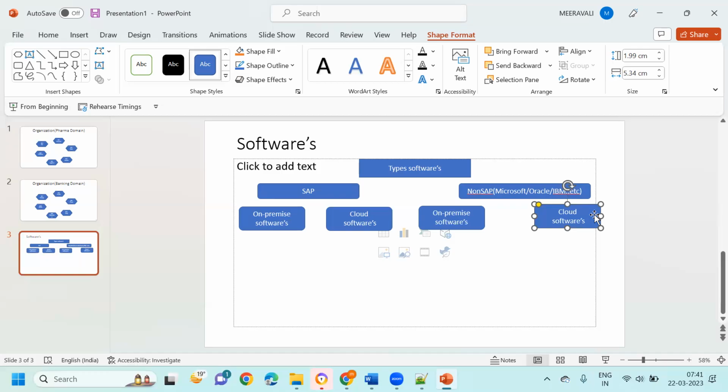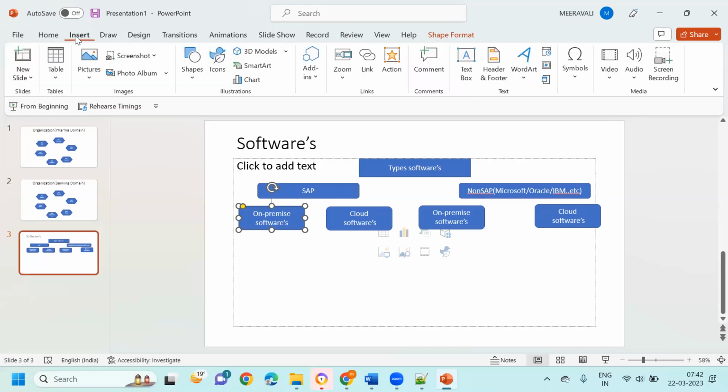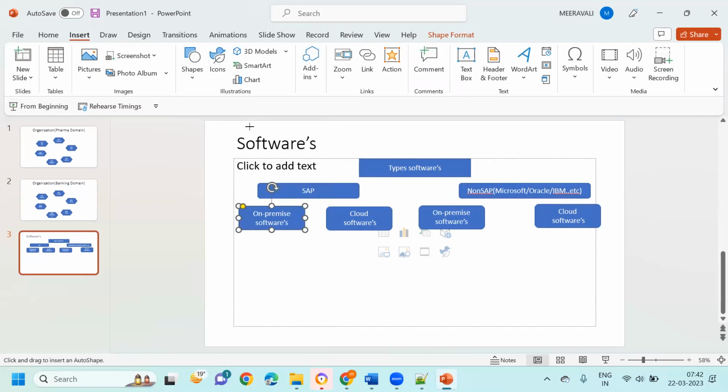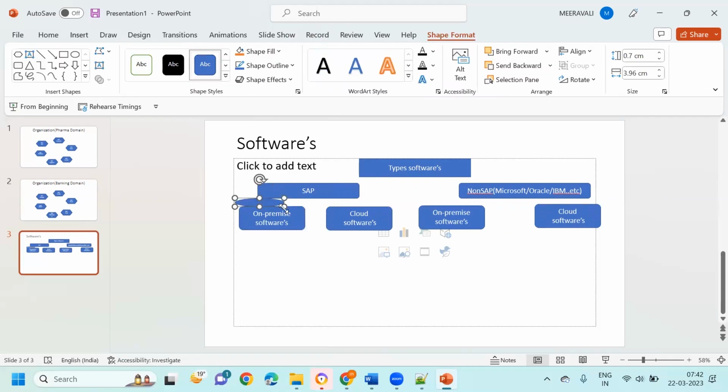One is the on-premise, the second one is the cloud software. What do you mean by on-premise here? On-premises is nothing but, indirectly, customer premises, right? These on-premise applications will be taken care of by the customer. These applications will sit in the customer premises.